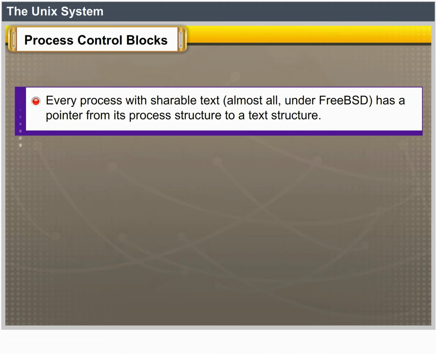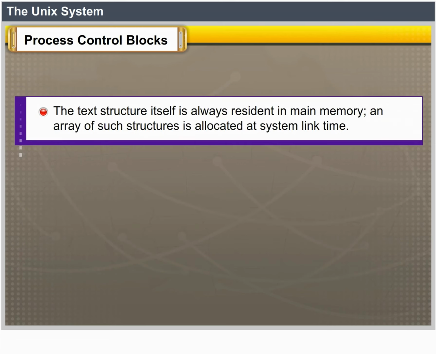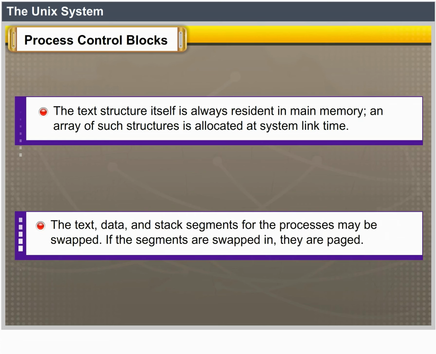Every process text, almost all under FreeBSD, has a pointer from its process structure to a text structure. The text structure records how many processes are using the text segment, including a pointer into a list of their process structures, and where the page table for the text segment can be found on disk when it is swapped. The text structure itself is always resident in main memory. An array of such structures is allocated at system link time. The text, data, and stack segments for the processes may be swapped.